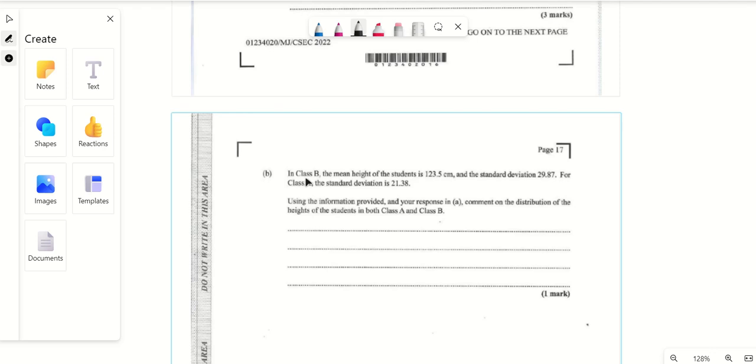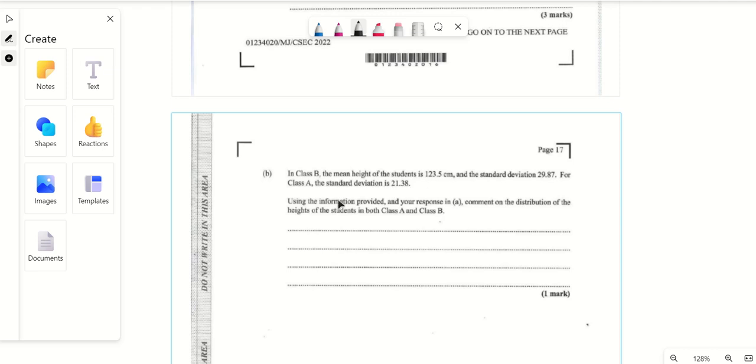The next part of the question is in class B. So we know class A was 150 students, right? The mean height of students was 123.5, and the standard deviation, this is how far apart the difference is, right? Between the actual and the mean is 29.87. For class A, the standard deviation is 21.38.